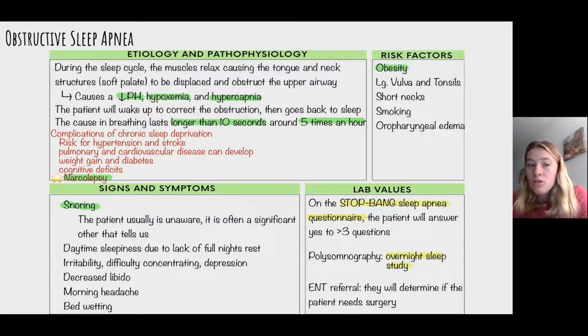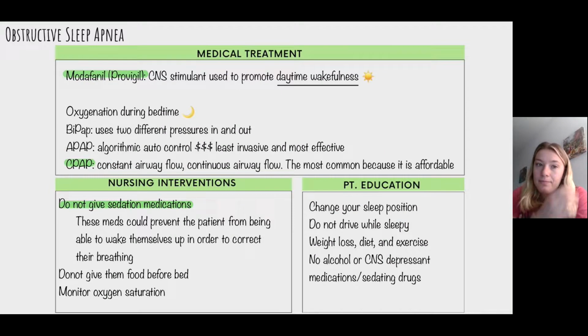So what do we look for? Snoring is number one. Usually a spouse or a partner, roommate kind of lets us know because these patients might not know that they're snoring. Also, they're just going to feel chronic lethargy. They're going to wake up tired. They're going to be aggravated, irritated. Think about it. If you went months not sleeping well, how would you feel? So some things we can use to kind of diagnose is our STOP-BANG sleep apnea questionnaire. What's used more often is our overnight sleep study. And ultimately, we're going to refer them to ENT to determine the course of action.